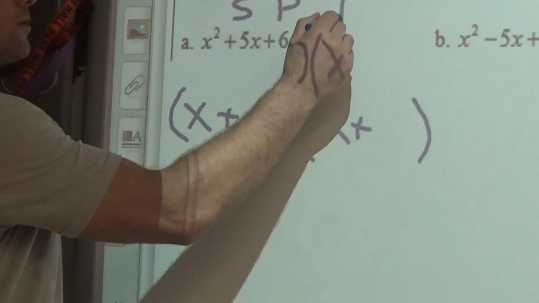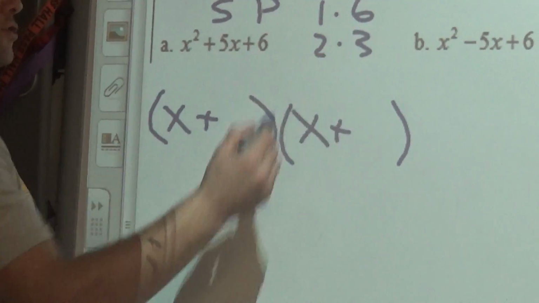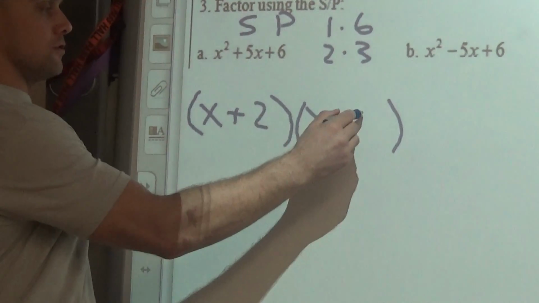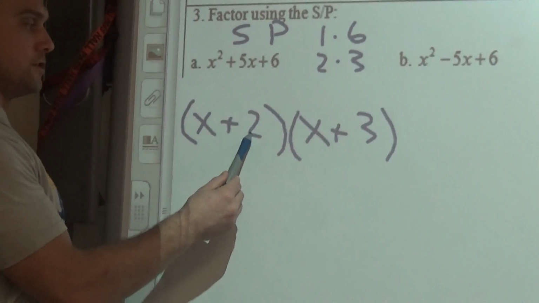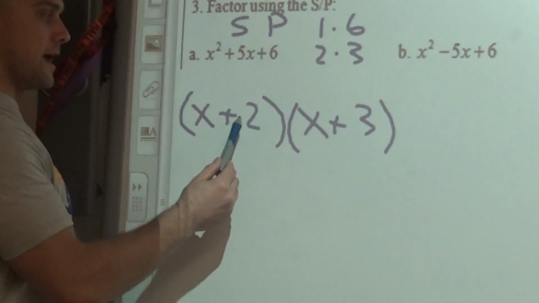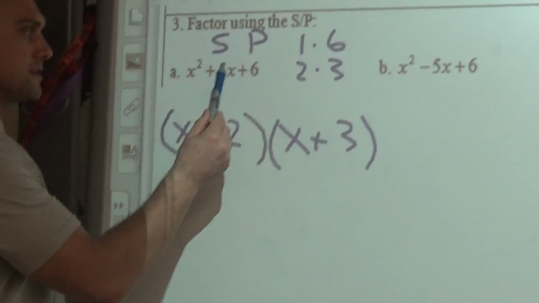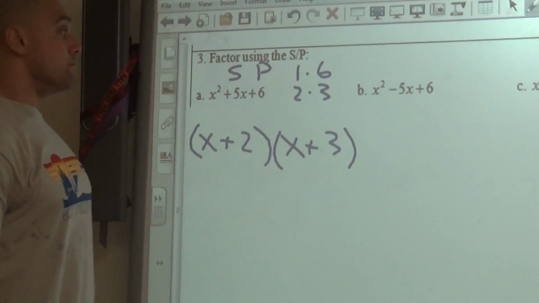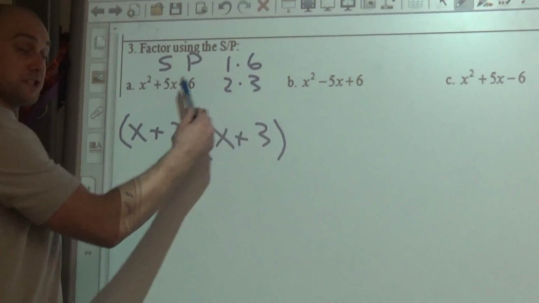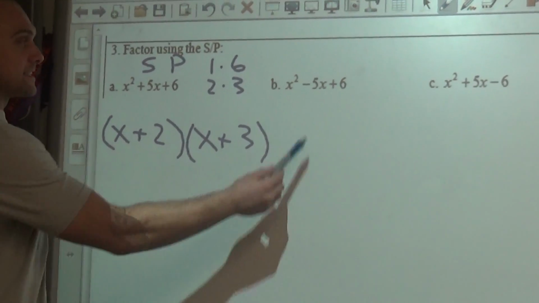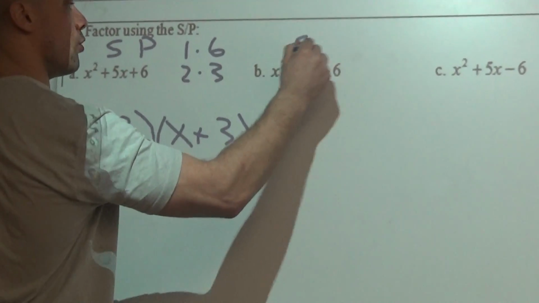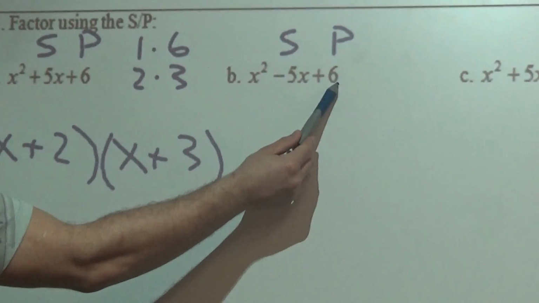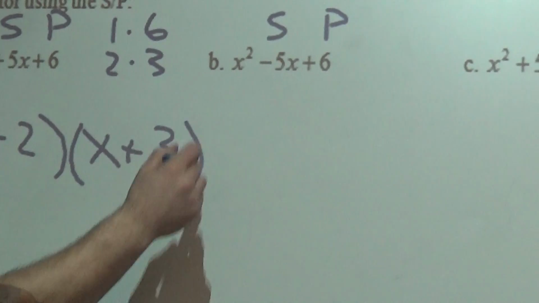Factors of 6, 1 and 6, 2 and 3. So it would be plus 2 plus 3. 2 times 3 is 6, and 2 plus 3 is 5. Now, when we move on to B, we should see these are very similar, except now we want to know what multiplies to positive 6 and adds to negative 5.